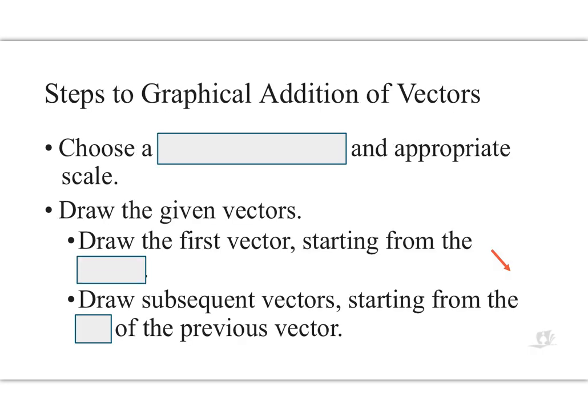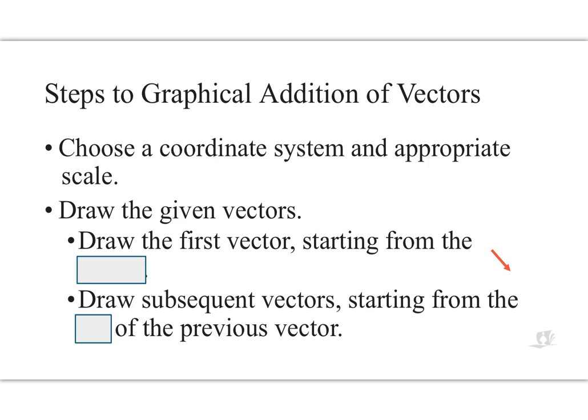All right, so steps to adding them. First thing we're going to do is graphically, and then we're going to get to the algebraic, the trig piece of it. So the first thing you want to do is choose a coordinate system. What we're going to use is Cartesian for just the graphical ones. And then as we move to our vector movement, when we do algebraic, we're going to throw it onto a Cartesian using what we know. So choose your coordinate system, appropriate scale. We're going to draw the given vectors.